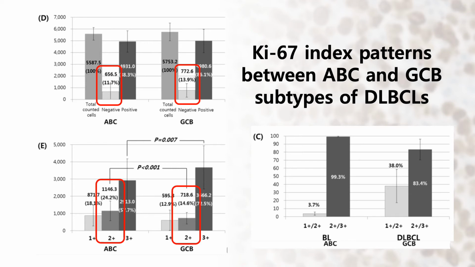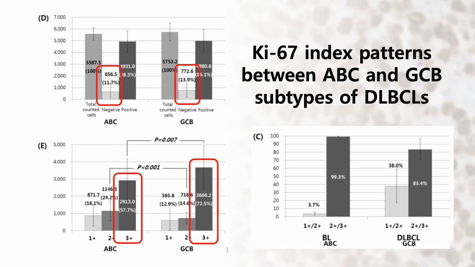You can see in figure E that the number and the proportion of 2 positive cells were significantly higher in the ABC subtypes than those in the GCB subtypes, while those of 3 positive cells were significantly lower in ABC than those in GCB types. Subsequently, the proportion of 1 positive and 2 positive cells among the positive cells was significantly higher in ABCs than that in GCBs.